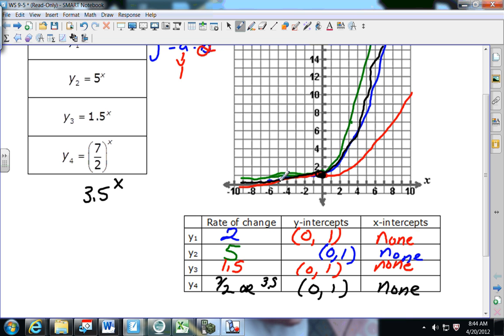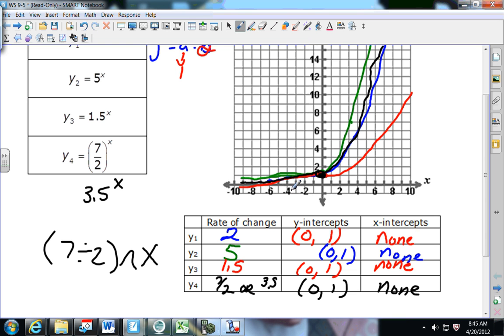Yes, you can put 7 over 2 and 3.5. But if you put 7 over 2, you must put it in parentheses in the calculator. That'll make a difference. So when you put this in there, you have to press parentheses 7, divide 2 parentheses, caret, to the x power. If you don't, it will put the exponent with the 2. Yes, it'll make it all crazy if you don't put that in parentheses.